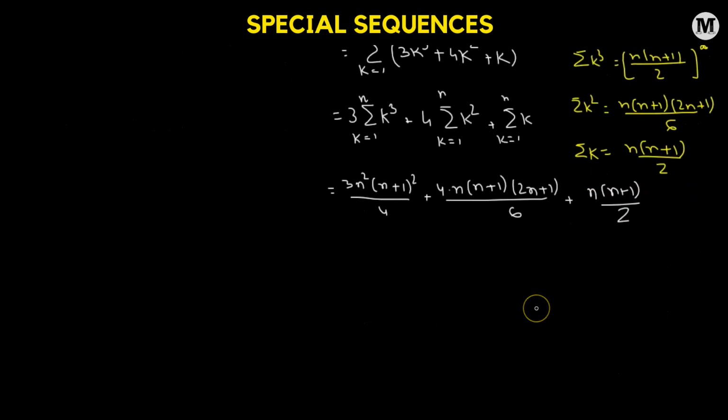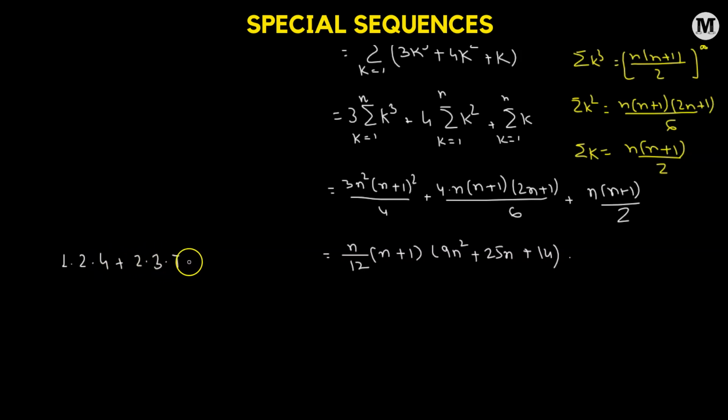So we're done with the sum. We can combine each of the 3 parts, and I'm leaving that as an exercise for you to try out. So this is going to equal n over 12 multiplied by n plus 1 multiplied by 9n squared plus 25n plus 14. So this is going to be the sum of the series. We had 1 times 2 times 4 added to 2 times 3 times 7 added to 3 times 4 times 10, and the rest of the terms up to n terms.